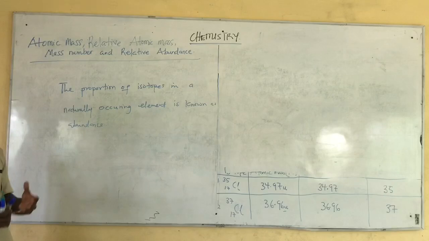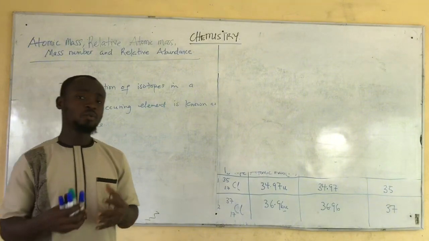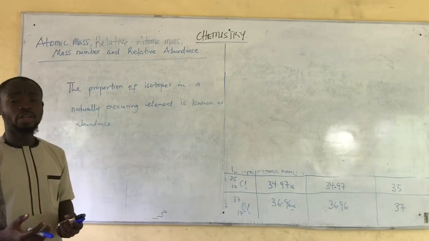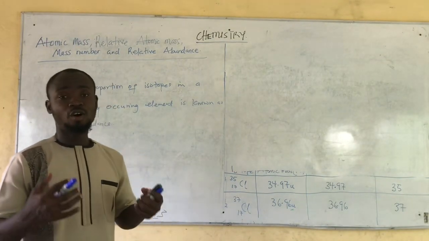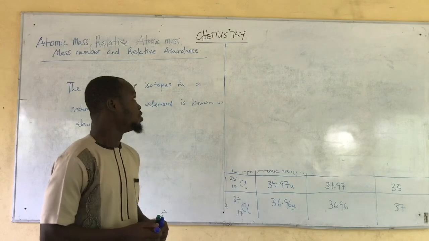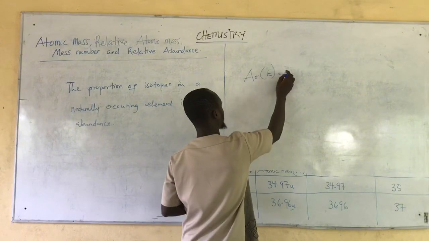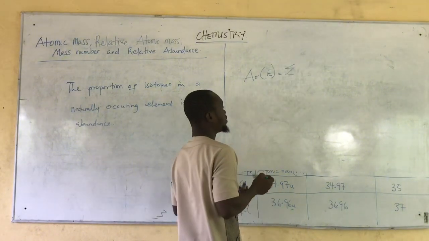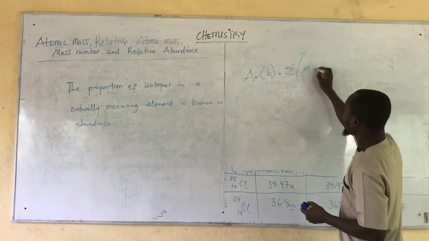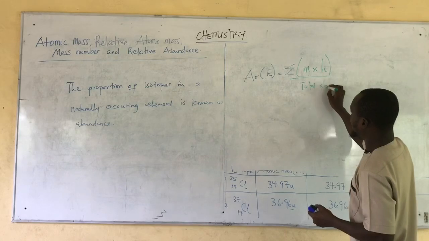Is that okay? Now let's look at how to calculate the relative atomic mass of isotopes in a naturally occurring element when you're talking about the abundance in nature. Is that okay? So mathematically, we can calculate the relative atomic mass of an element involving isotopes with regards to their relative abundances in nature. So the Ar of an element is equal to the summation of the mass of the element times its abundance divided by the total abundance.